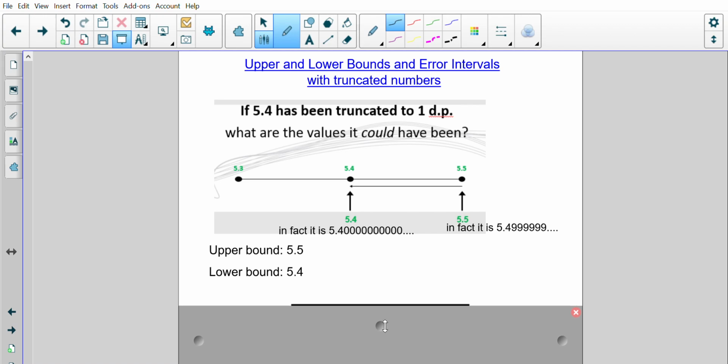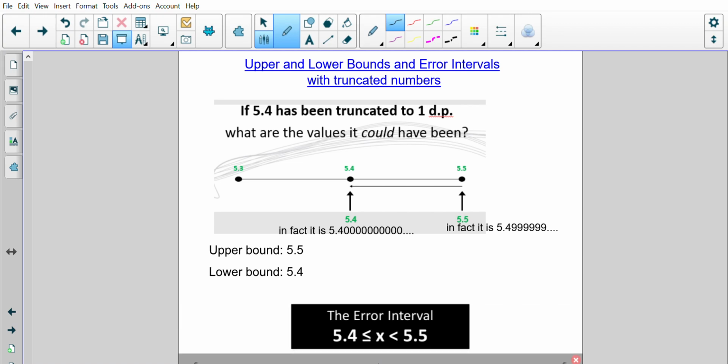In an error interval, that would then give us that the number could have been anywhere between 5.4 and it could have equaled 5.4, that's why we have the equal sign on there, and the upper limit is 5.5. We don't have the equal sign on there because, strictly speaking, it's 5.499999.